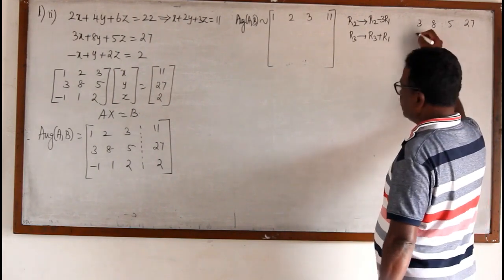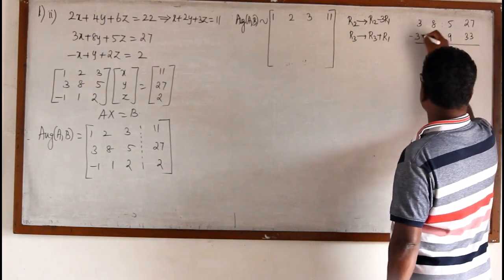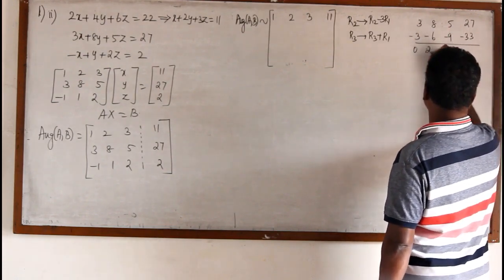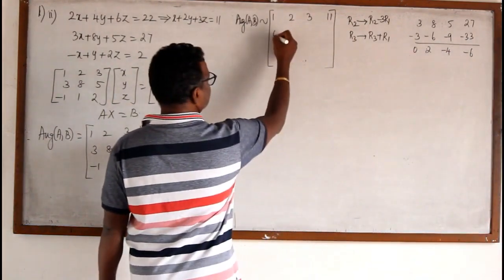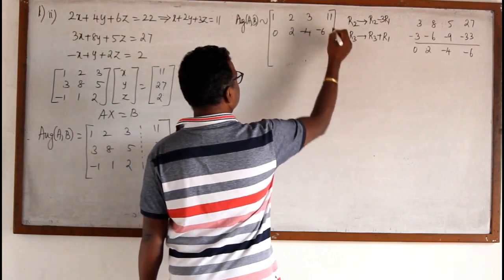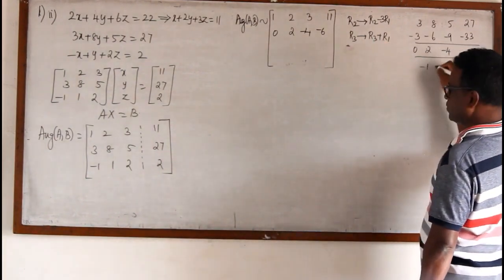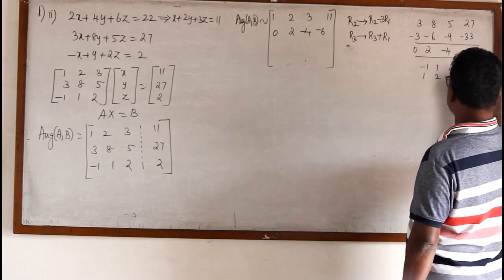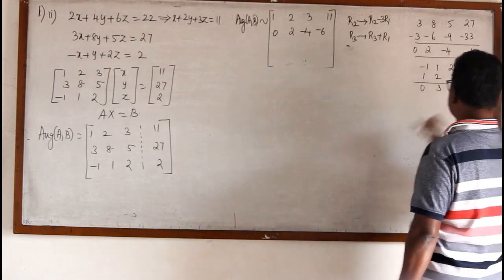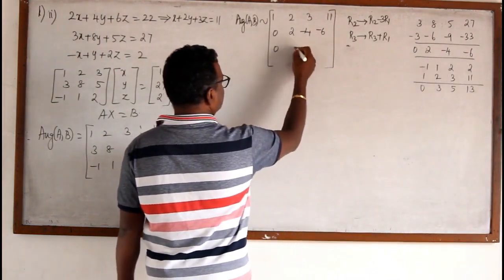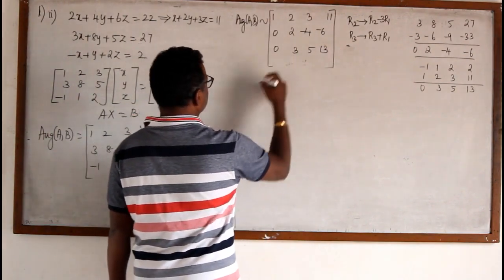Multiply the first row by 3: 3 2s are 6, 3 3s are 9, 3 11s are 33. I have to subtract, so let me subtract. 0, 2, minus 4, is it not 6? So minus 6. It is 0, 2, minus 4, minus 6. R3 is R3 plus R1. R3 is minus 1, 1, 2, 2. Plus 1, 2, 3, 11. Straightaway adding, 0, 3, 5, 30. Now, this 3 must become 0, isn't it?